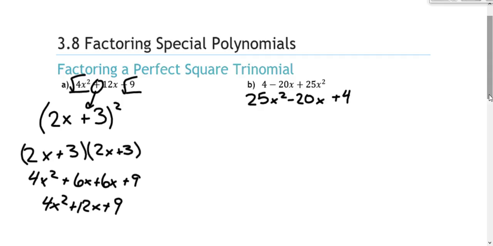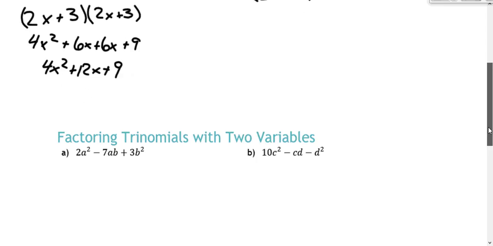Check if they're both perfect squares, and they are. There's a negative sign in the middle, so therefore our term will be negative. So then 5x minus 2 squared. Super easy. All you're checking, first step, is my A value a perfect square and is my C value a perfect square, and you go from there.